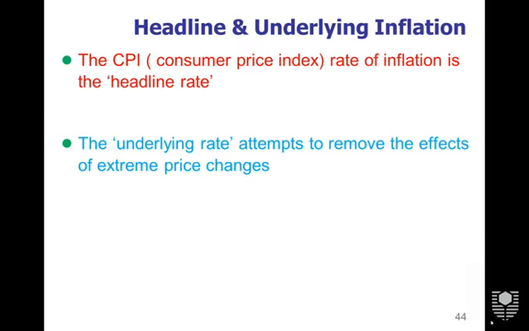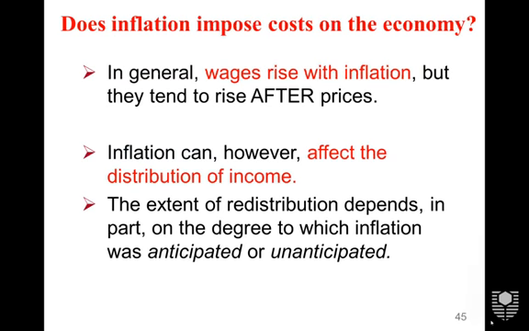Headline and underlying inflation. So CPI basically is the headline rate, and the underlying rate is when we remove the effects of extreme price changes. For example, if there would be a flood in Queensland and there would be a sudden increase in banana prices, so that's just an extreme price change, and we try to avoid that to calculate the underlying rate of inflation.